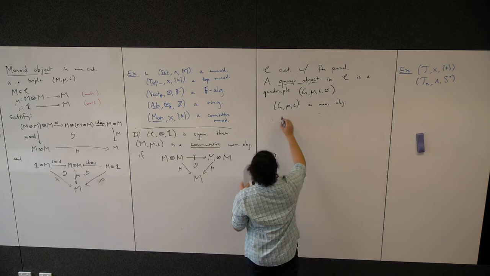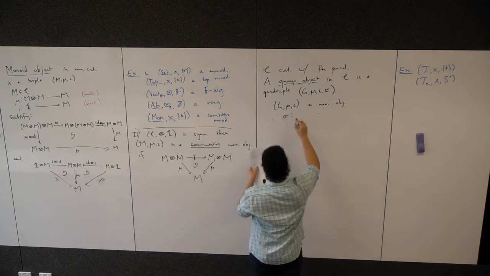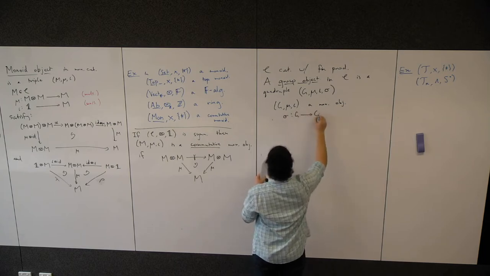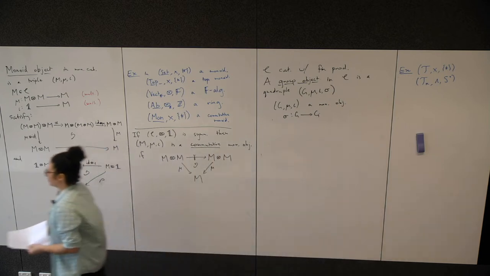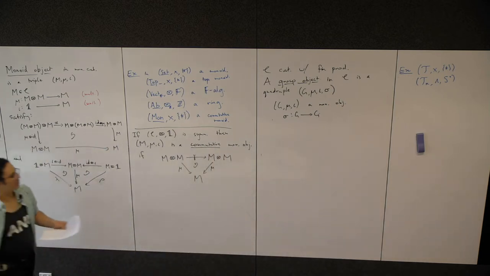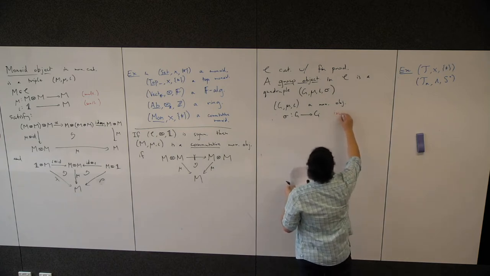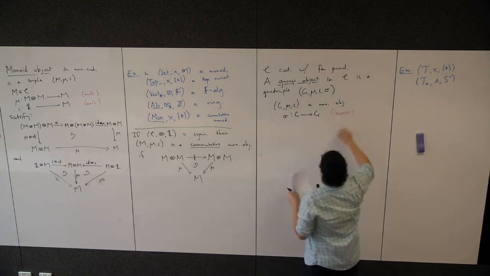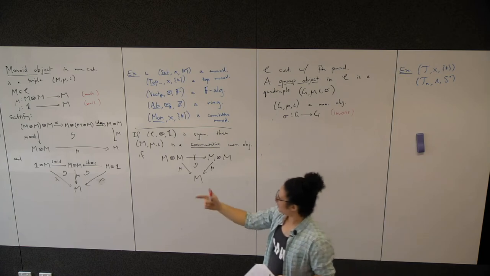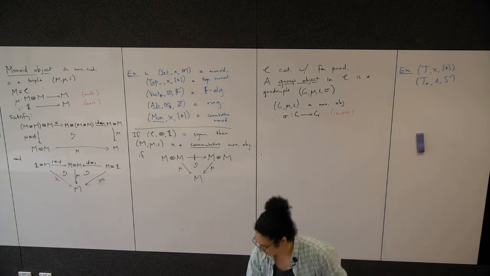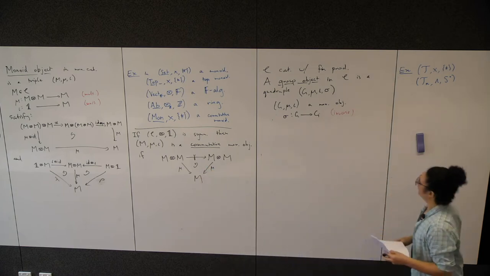And further, I want sigma to be a map from the object to itself, which I'm going to call inverse. Right, so we already had associativity, multiplication, and a unit, and now to make a group, we need inverses.